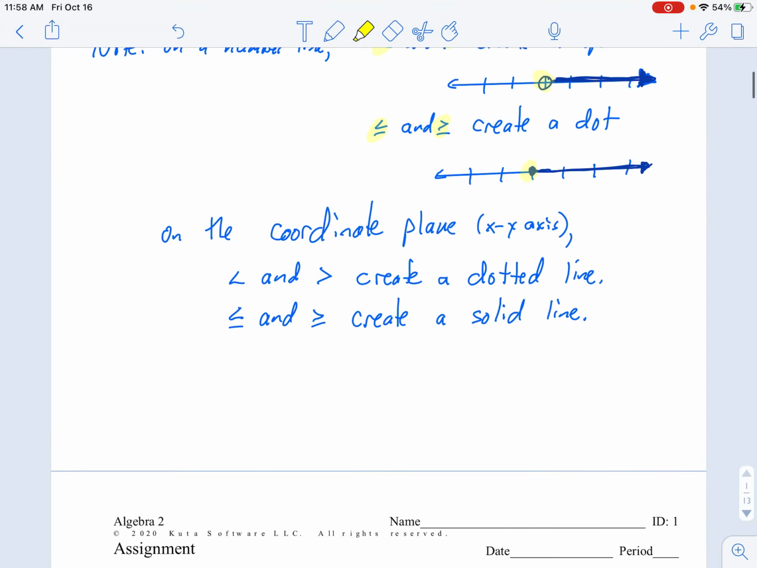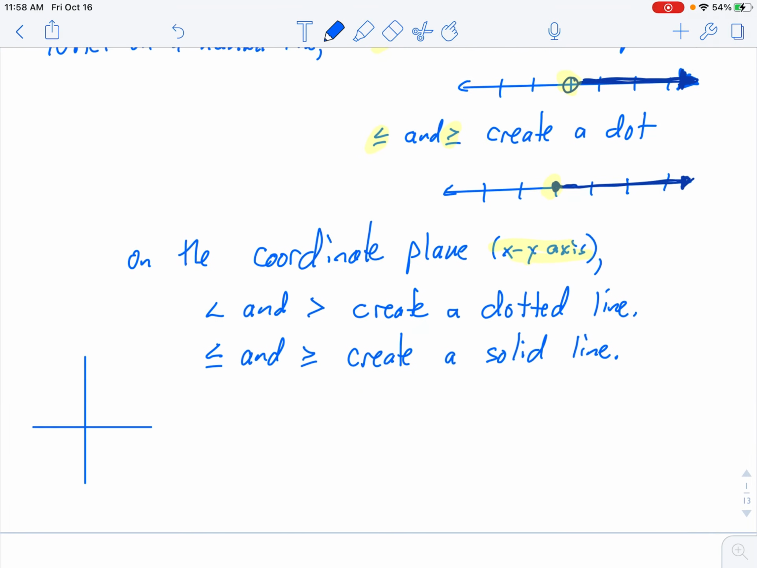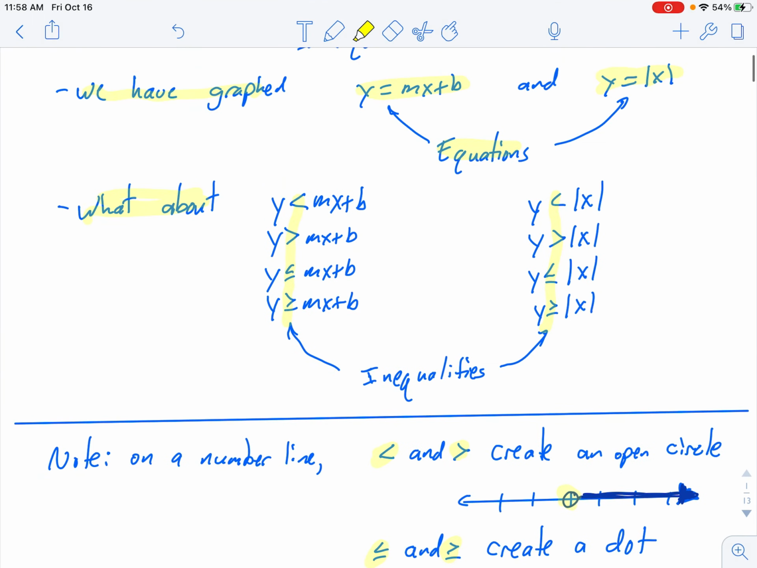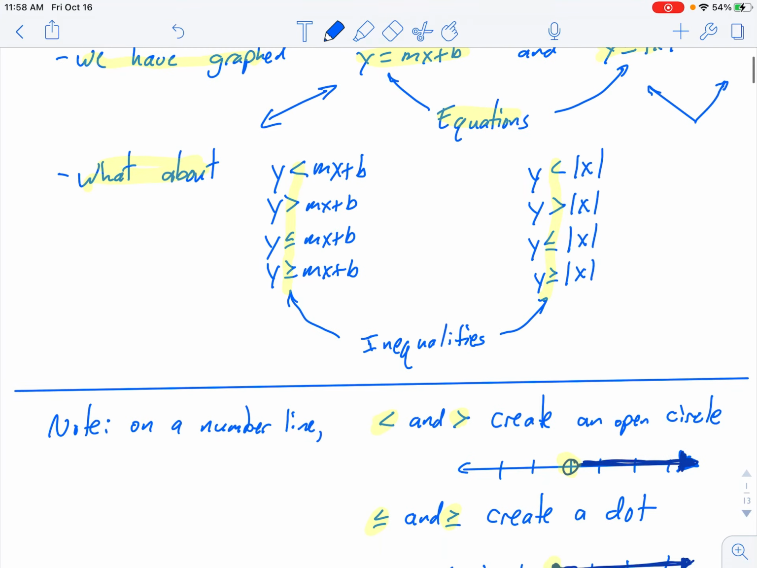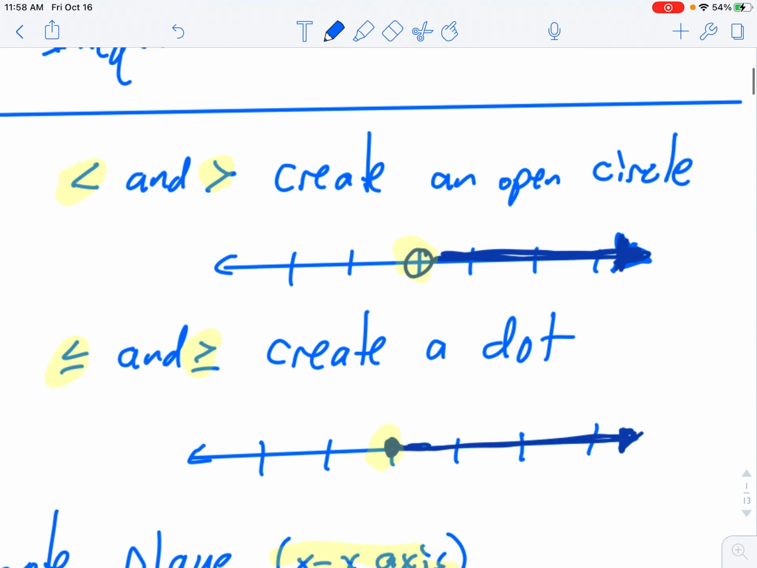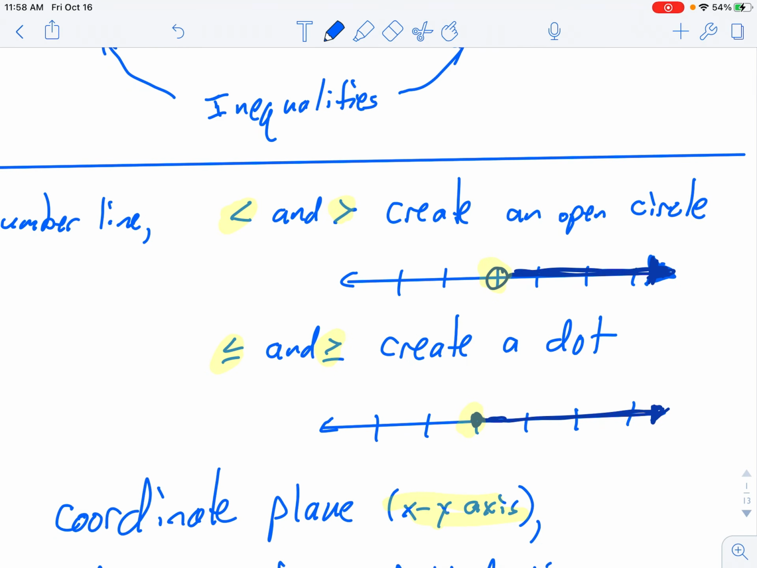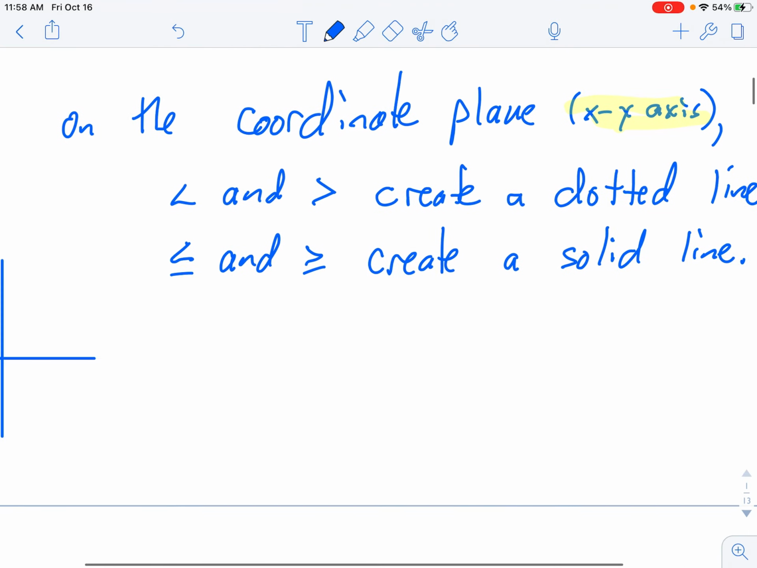On the coordinate plane, the xy axis, so two dimensions, y-axis, x-axis, instead of just one dimension, like up here, we are going to be graphing our lines, slanted lines, or the V shape of the absolute value. We will be graphing that. And we'll be doing some shading, just like here we shade one side of the number line or the other. We don't really shade it in like coloring, we just draw or scribble a little.